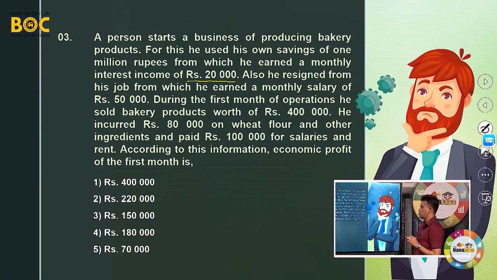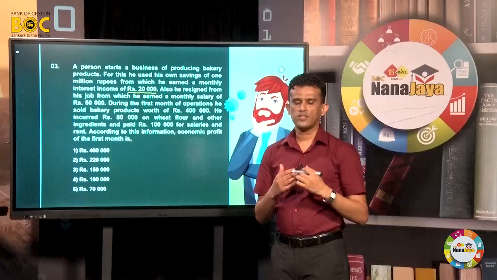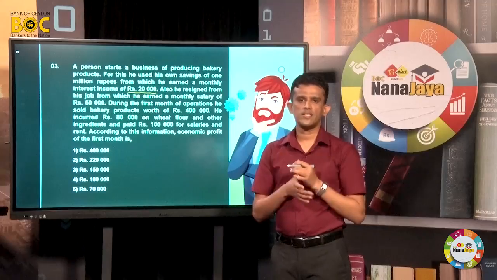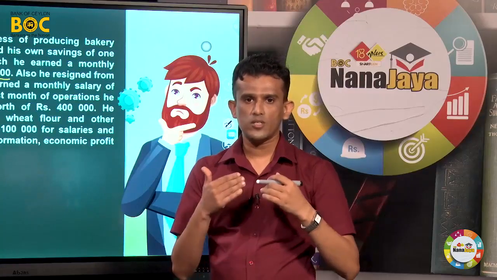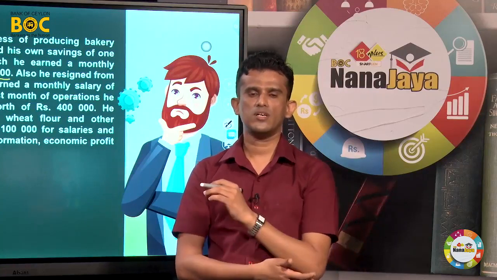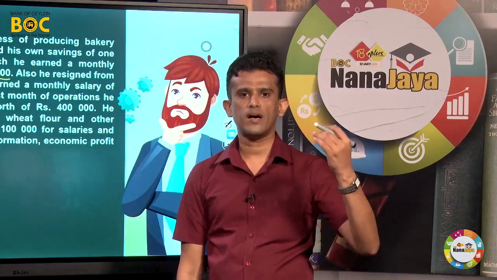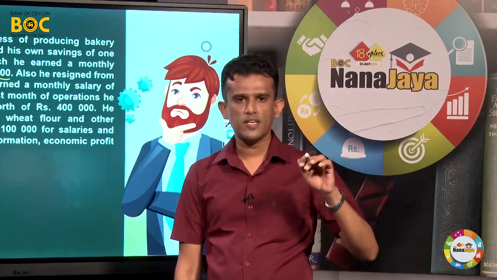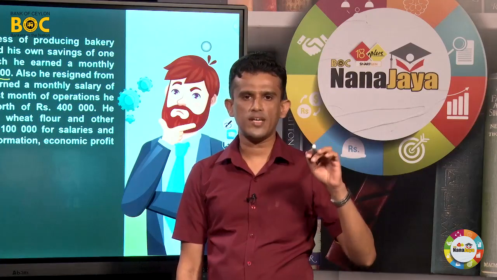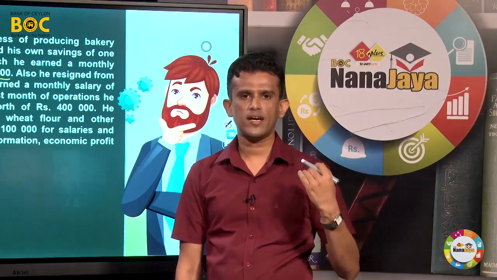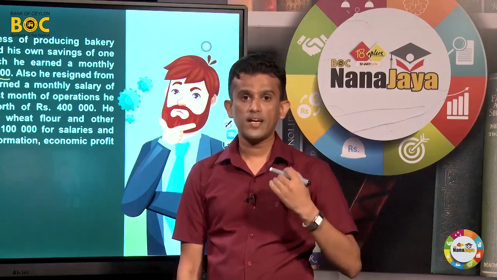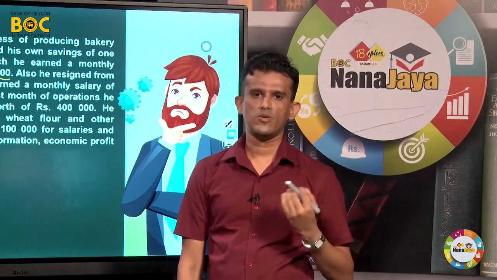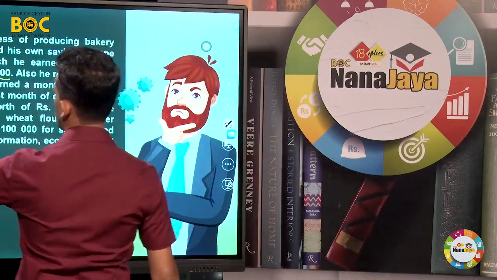Also, he resigned from his job, from which he earned a monthly salary of rupees 50,000. When the owner works for his own production organization, he loses the opportunity of working for some other organization and earning a salary income. If he did not provide his labor to this production activity, he could have provided his labor to another organization and could have earned a salary income of rupees 50,000.